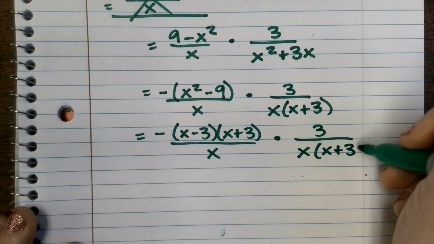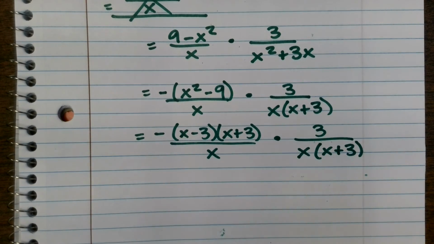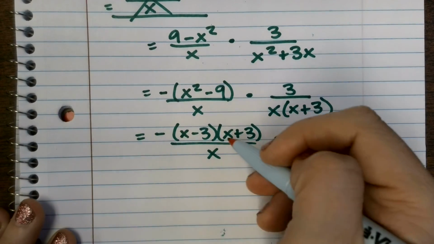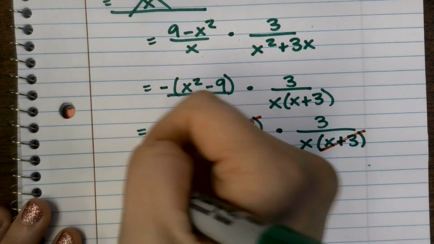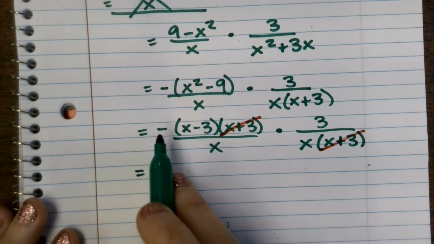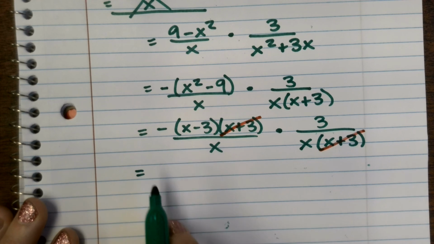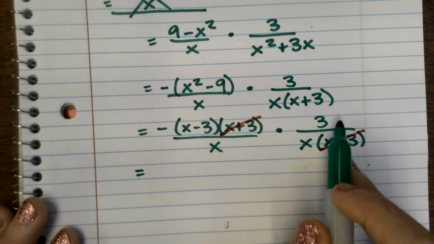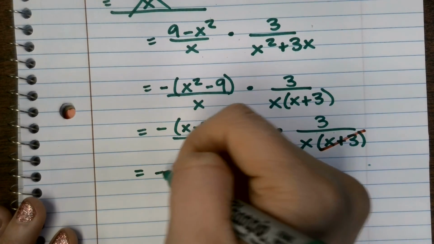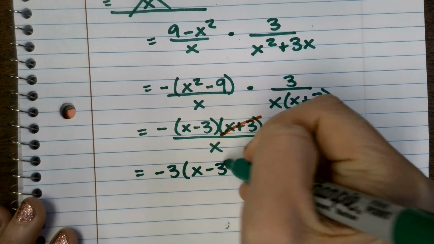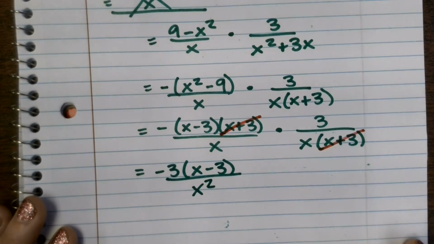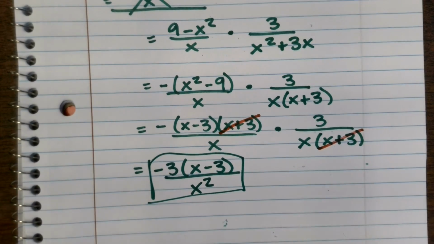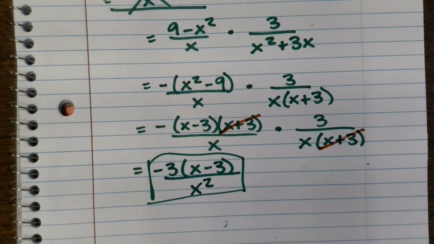So we can see how these skills build on each other, the multiplying, dividing, but then also being able to simplify, and now our complex fractions. So our x plus 3's do cancel, and that's it. Make sure if you factor out a negative like this that we don't leave it. We want to keep that in our problem. So we've got in the numerator a negative 3 times x minus 3, and then in the denominator an x squared. Again, we could multiply that negative 3, distribute it, but we do not have to.